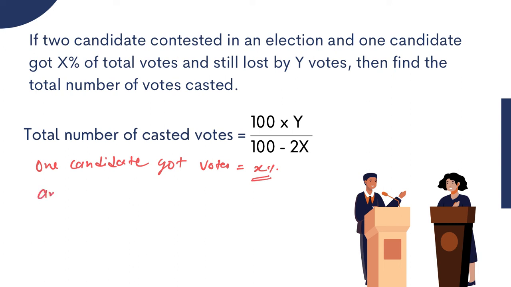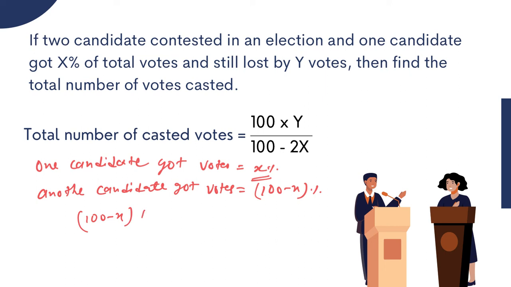So I can say another candidate got votes equal to 100 minus X percentage. And the concept is saying this one candidate lost by Y votes to this one. So I can say the difference between these two candidates in percentage equals 100 minus X. This is the percentage got by the first candidate, and this is the percentage of votes got by the other candidate.